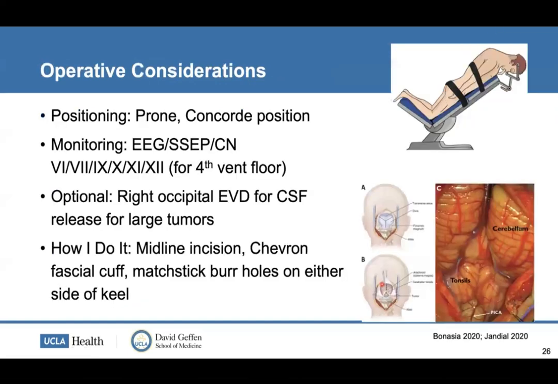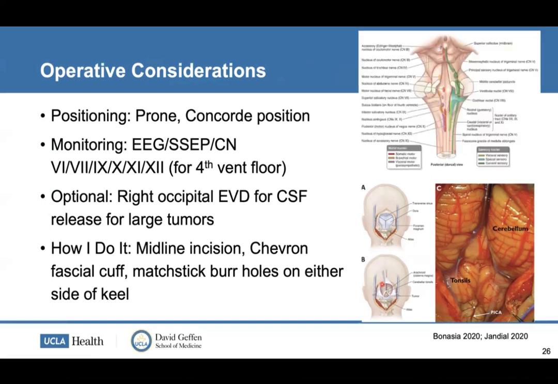Operative considerations: when operating on these posterior fossa masses, typically we do a suboccipital craniotomy or craniectomy with the patient prone, in concorde position. For these cases, particularly ones where there is infiltration or close association with the fourth ventricular floor, I like to do cranial nerve monitoring, including cranial nerve 6 and 7 for the facial colliculus, as well as 9, 10, 11, 12 for the inferior aspect of the fourth ventricular floor.